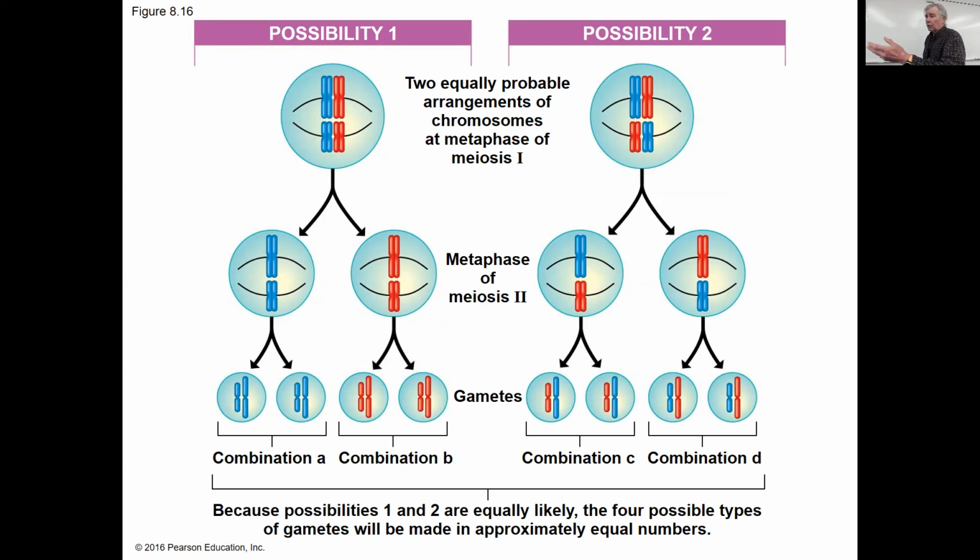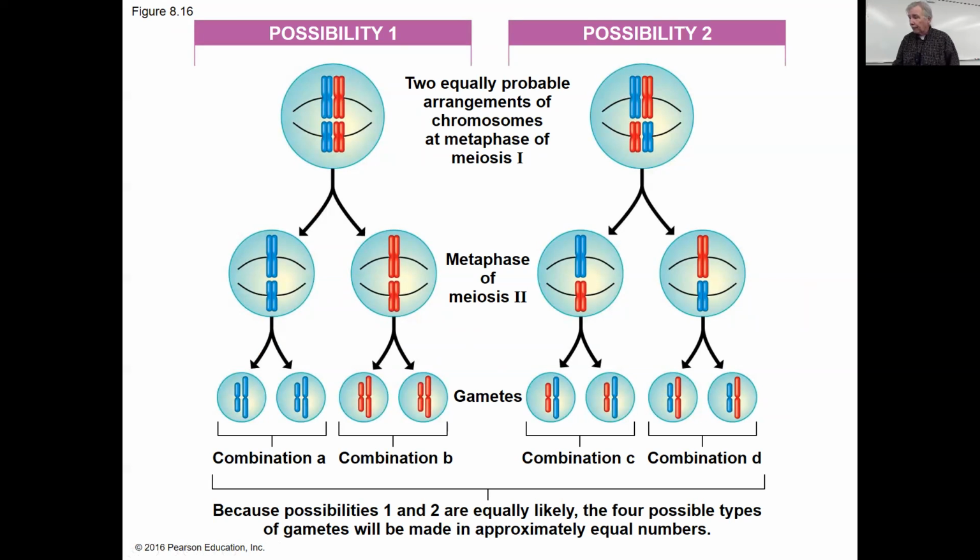So it's just a scenario here with only 4 chromosomes, 2 homologous pairs. They can line up with both blue ones to the left and both red ones to the right, and then you get the combination A and B. Or you have one where the blue chromosome lines up to the left and the red to the right, and in the other set, the red goes to the left and the blue goes to the right. And so you have different combinations, that would make combination C, combination D.